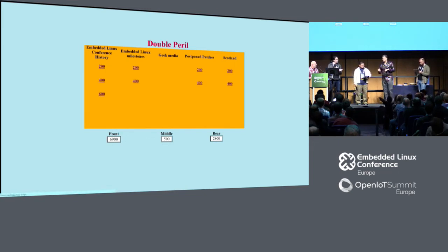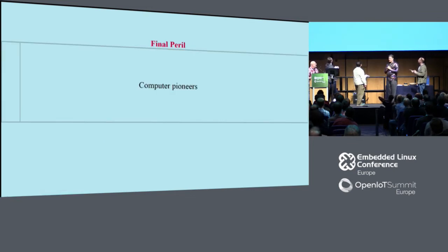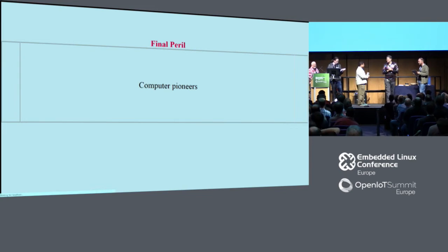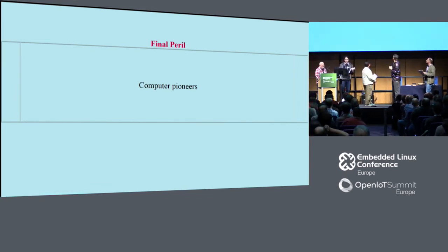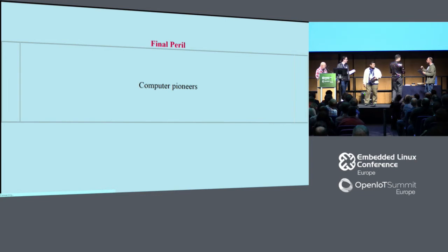Okay, so the category is computer pioneers. Okay, so select your wager. Okay, so have you guys got your wagers? We need to write them down. Yeah, write them down on your paper right now.